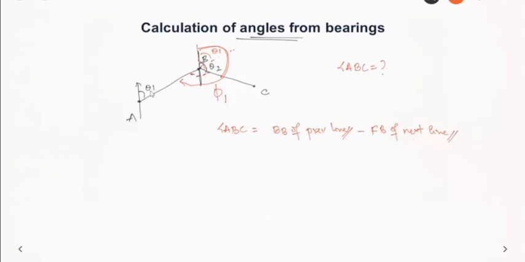In this case, theta 1, the forebearing, is less than 180 degrees. So this will be theta 1 plus 180 degrees minus theta 2. So here we calculate this angle. And if you want to measure the other angle, it is nothing but 360 degrees minus whatever we found out now.